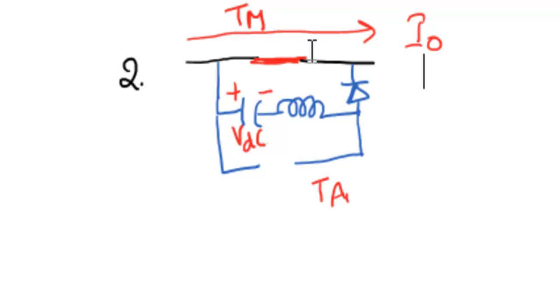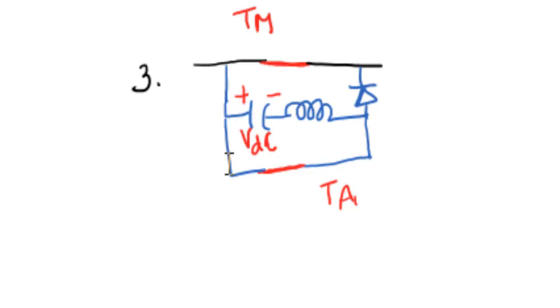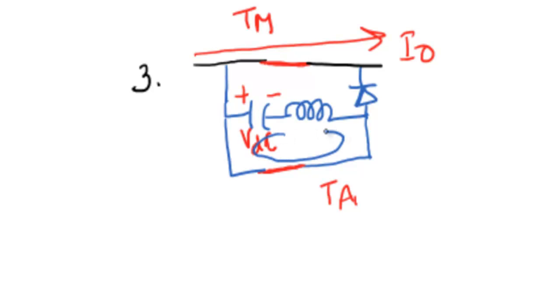Now to turn off this conducting thyristor, that is, to commutate this thyristor, we need to prepare the commutation circuit by turning on the auxiliary thyristor. If you turn on the auxiliary thyristor, then the voltage reversal across the capacitor will start. The current flowing through the main thyristor still remains the same at I0. Now the current flowing through the tank circuit will follow a sine wave, through the auxiliary thyristor.